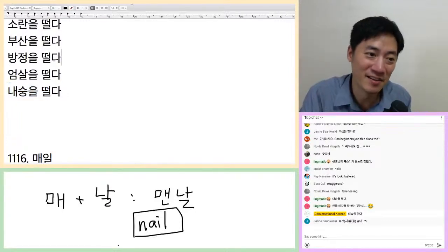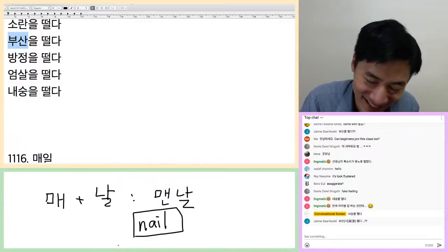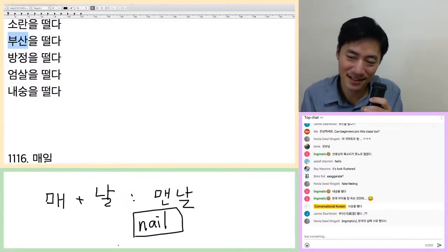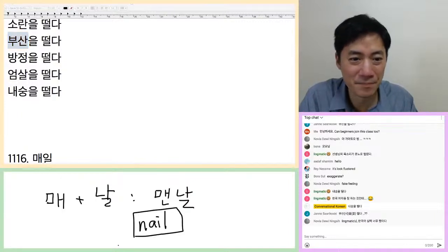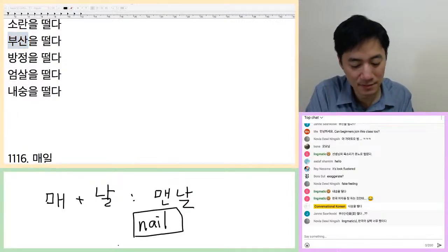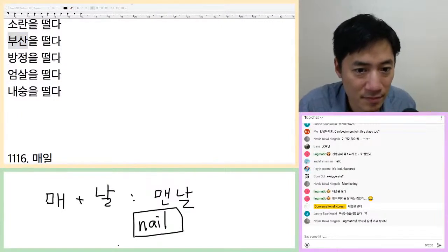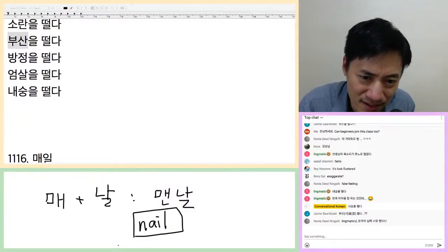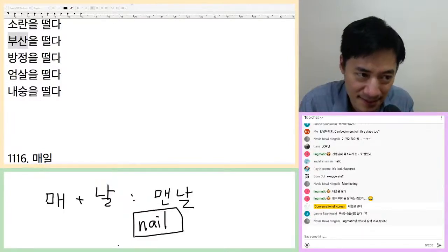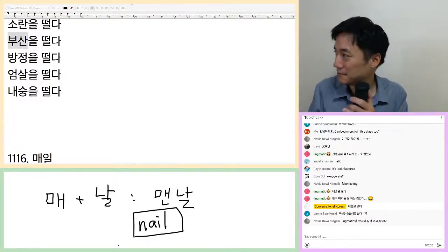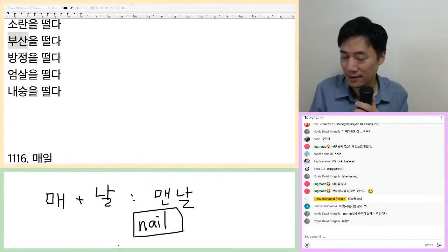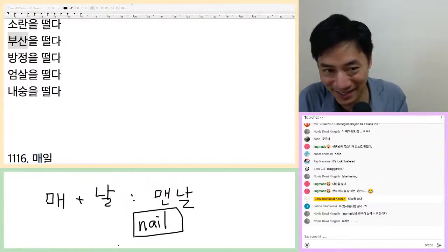Oh, in this case, 부산 doesn't mean the city. It doesn't mean city, Busan. Like, 산만하다, maybe. Unfocused? Distracted? Not really. I think it's quite different. Like, very not calm, the opposite of being calm. I don't know how to explain that one.